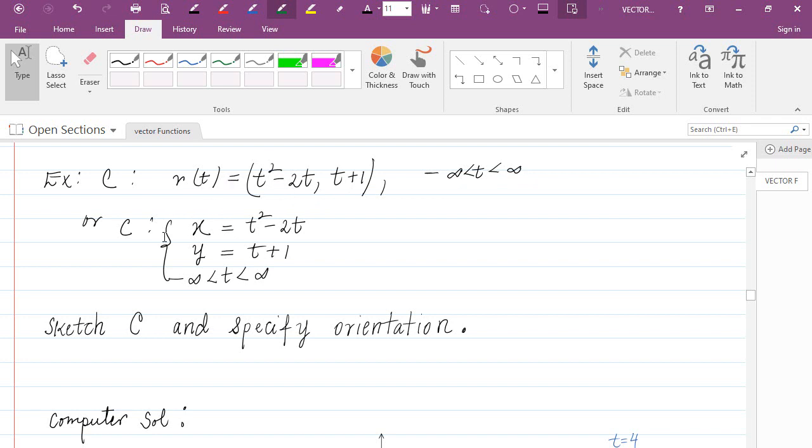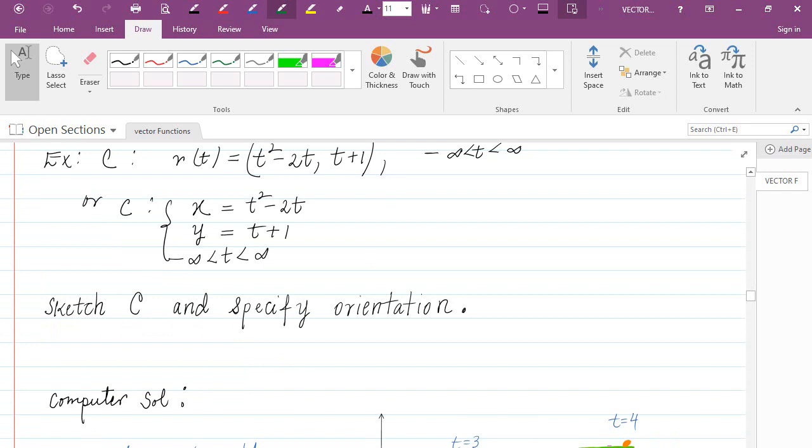Now, instead of that notation, we could also use this notation where we write that the x coordinate of the curve is given by the function t squared minus 2t. The y coordinate of the curve is given by the formula t plus 1, and here is the range of the parameter t. So let's now say we want to draw this curve, and we want to come up with the orientation, or we want to describe how the curve is traced as t progresses over its range.